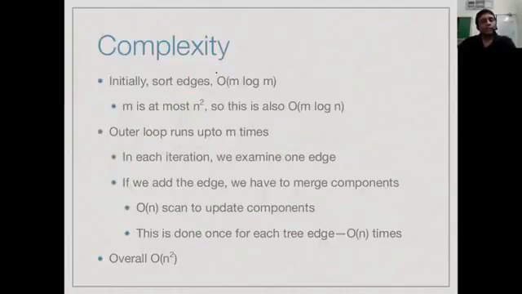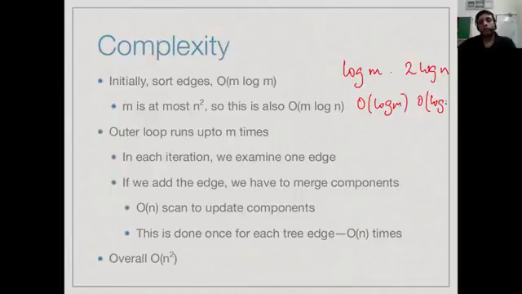So what is the complexity? Well, the first step in Kruskal's algorithm requires us to sort the edges. So we know that we can sort m edges in m log m time. But m is at most n squared. So log m will be at most 2 times log n. So order of log m is the same as order of log n. So I can also write this as m log n. It's just another way of writing this. So the sorting takes m log n time. Now we have an outer loop.